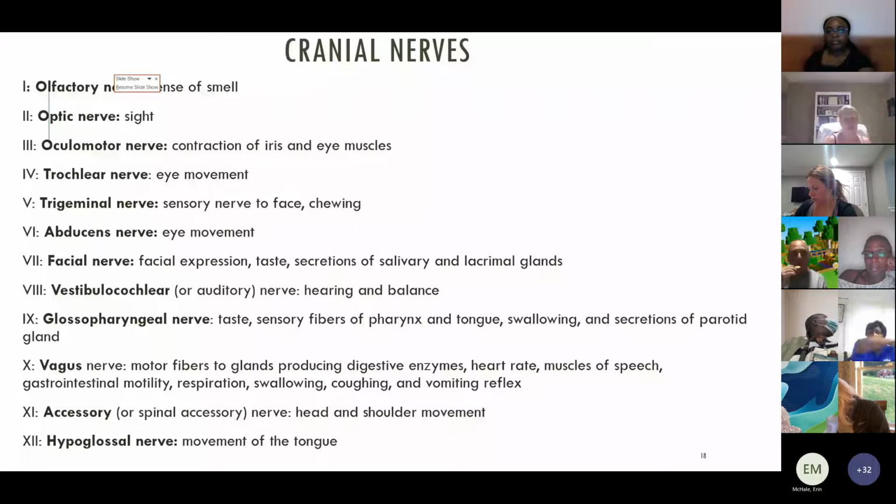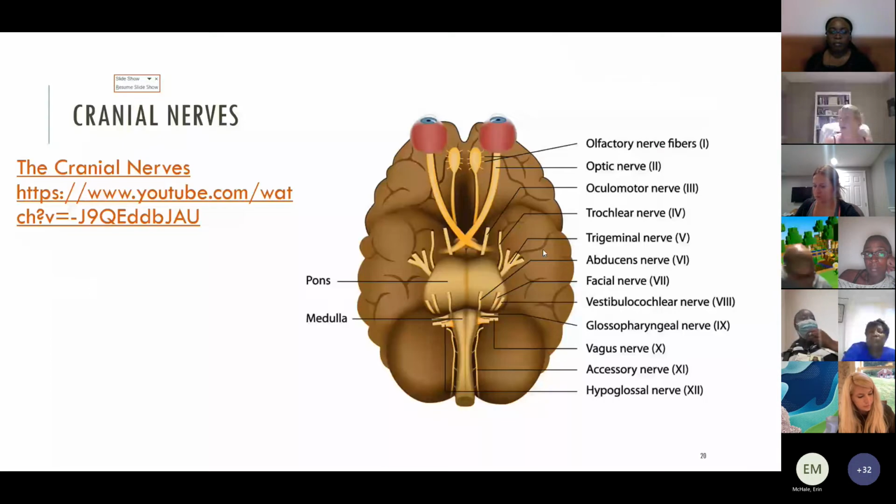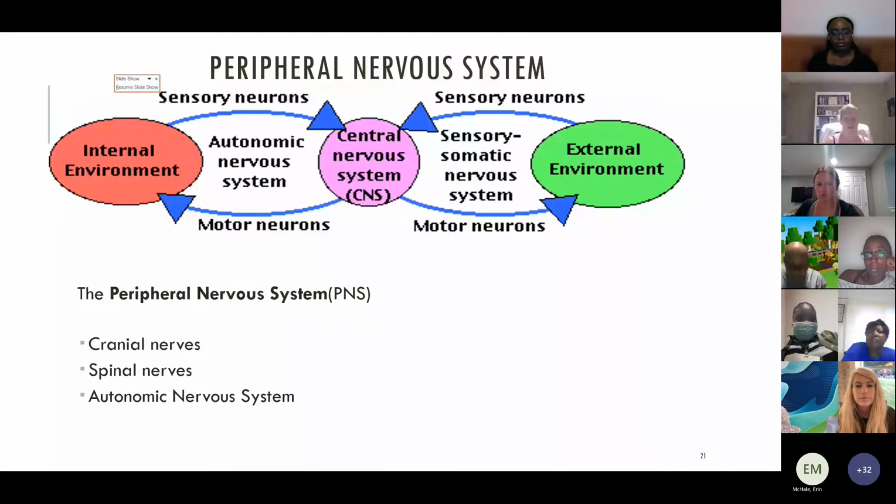These help with our head and shoulder movement. And then our hypoglossal nerve, which controls the movement of our tongue. So this is just another slide that helps break everything down and show all the different nerves and what they control. Just another view of where these nerve fibers are found in the body, in the brain. And then the nervous system.